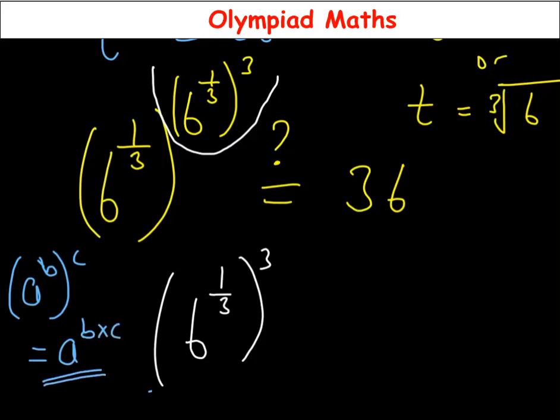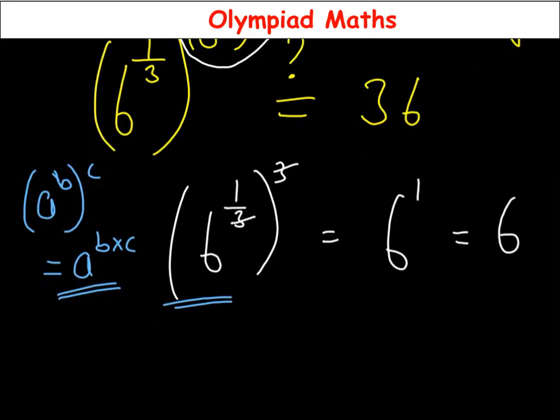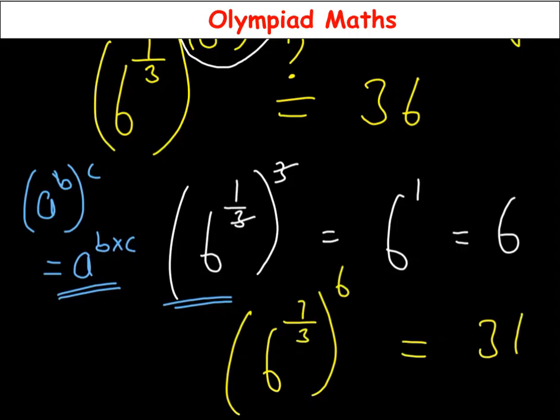Applying this principle, we have the value equal to 6 raised to power 3 multiplied by 1 over 3. Now we cancel out 3, and what we have is 6 raised to power 1, and 6 power of 1 is equal to 6. So the value of 6 raised to power 1 over 3 raised to power 3 is equal to 6. So we have, in brackets, this 6 power of 1 over 3, then all raised to power 6 is equal to 36? Okay.